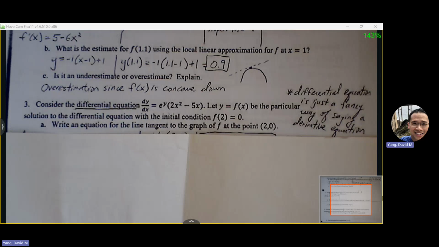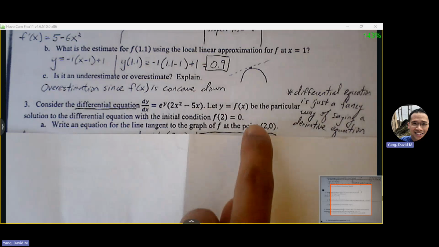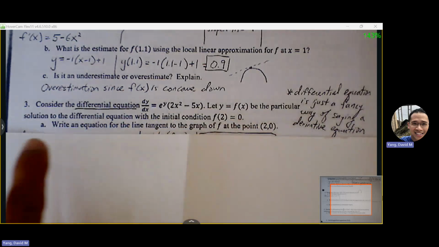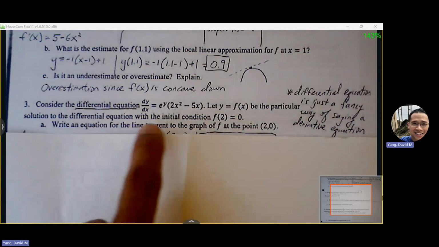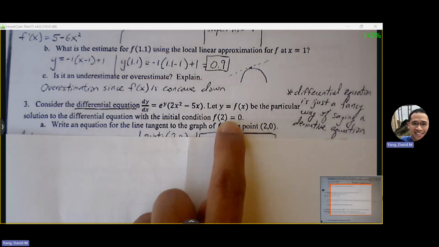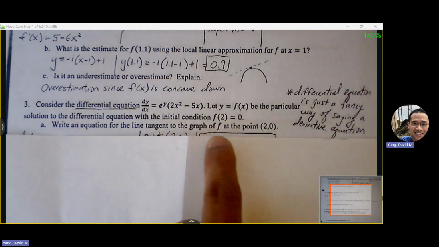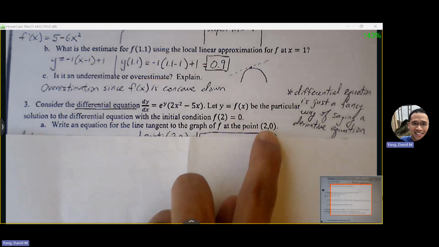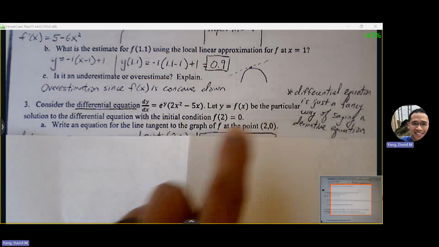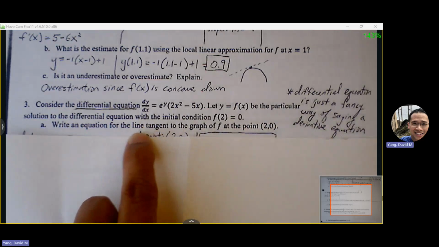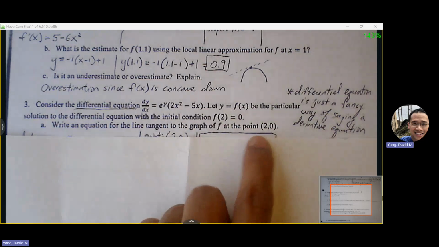derivative equation. So it says let y equals f of x be the particular solution to the differential equation with initial condition (2, 0). So there's my ordered pair. Write an equation for the line tangent to the curve at the point (2, 0). So I have my ordered pair. I want to create my tangent line equation. What else do I need? Slope. Okay, so define a slope. How can we do that?